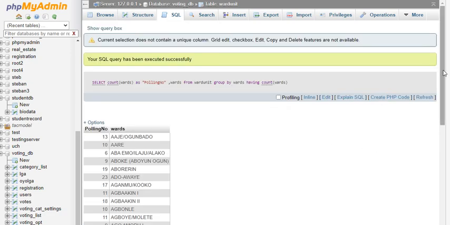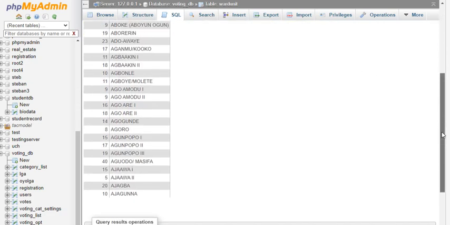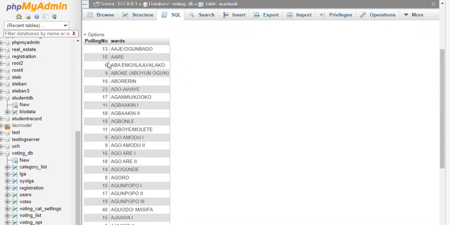You can see these are the word, the polling units in this particular word. These are the polling units in this particular word. They all appear one after the other. So you have the polling unit, you have the word, you have the polling unit, you have the word.